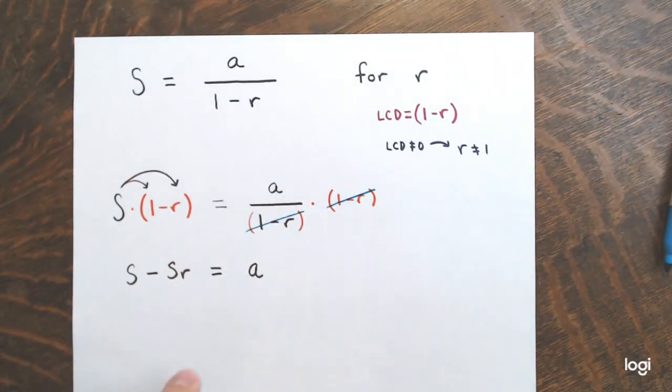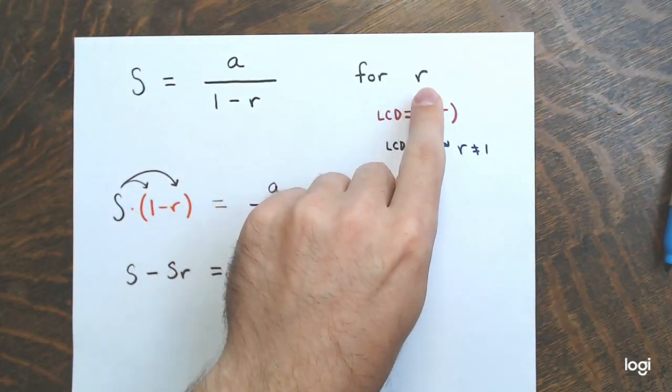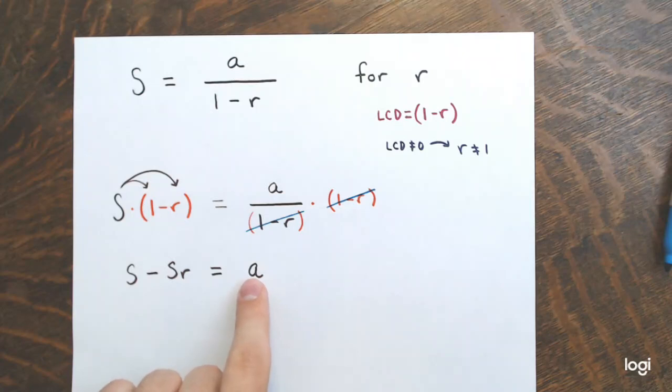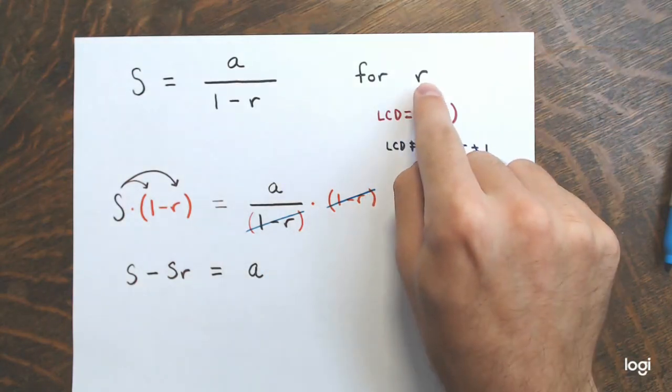Alright, and now if I were asked to solve for a, I'd be done. You see how I've got a alone, and then this expression over here does not involve a at all. So if I were asked to solve for a, I'd be finished. But I'm not asked to solve for a. I'm asked to solve for r.